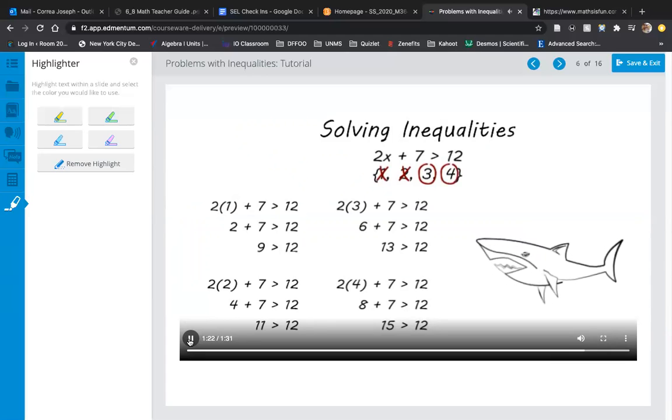To solve any inequality, plug in the possible values and discover which value or values makes the inequality true.